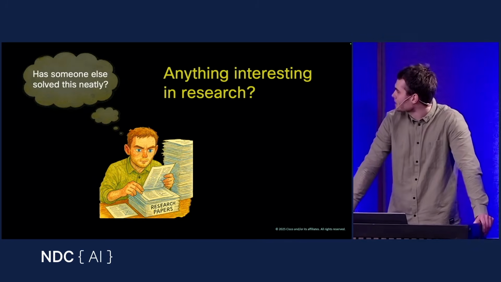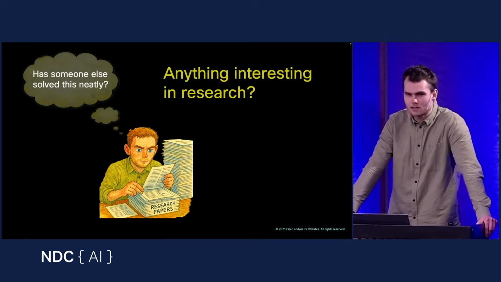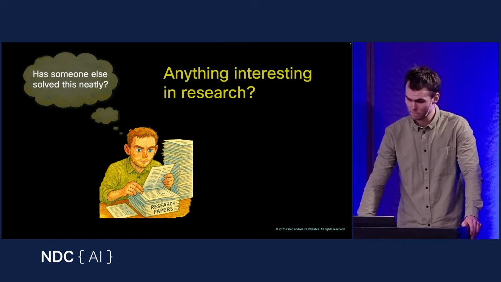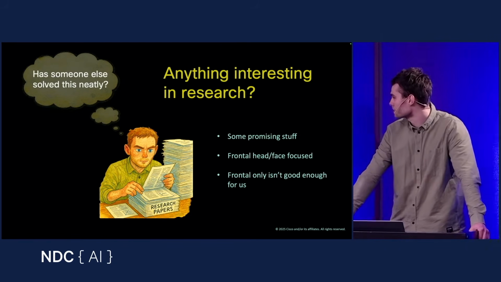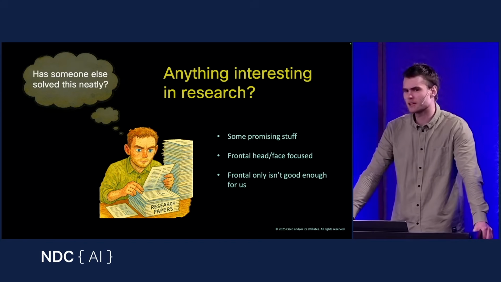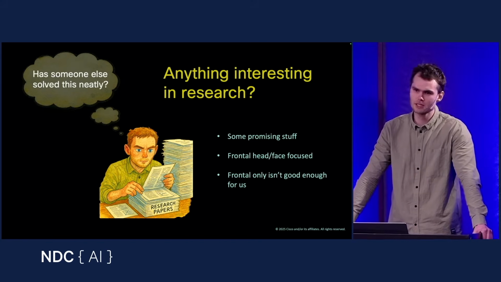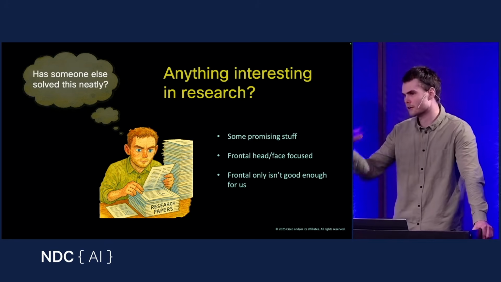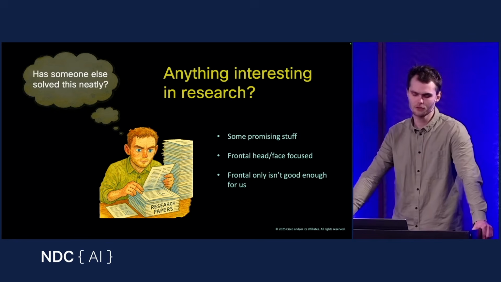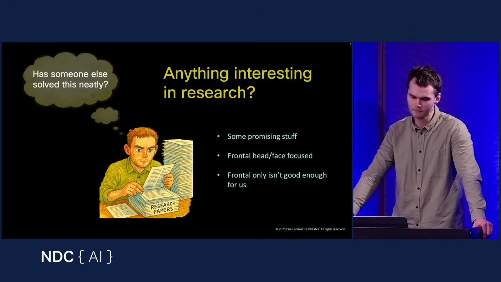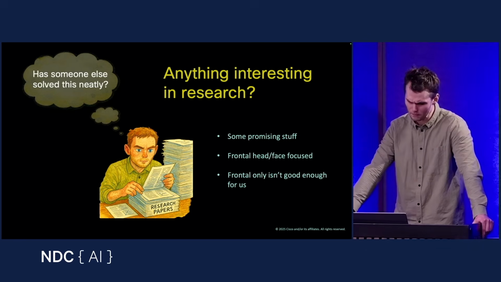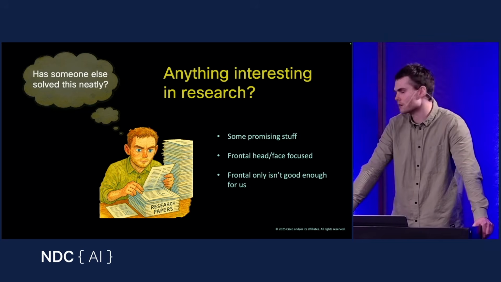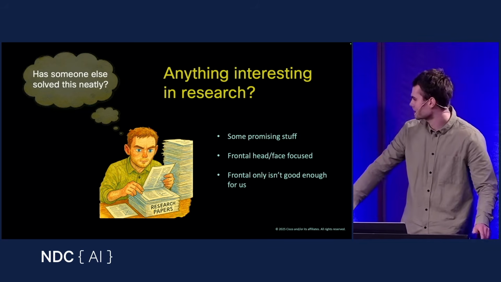So this is where you start looking into the research. Has anyone else solved this better? And there's plenty of very interesting stuff in the research, but a lot of it is very frontal head focused. You have face key points and face recognition and stuff. And it makes sense because you have a lot of devices where you have a front-facing camera close to a face, like a phone or a laptop web camera, etc. But we had already learned that a frontal-only view isn't good enough for us. We'd given up on the face detector before.